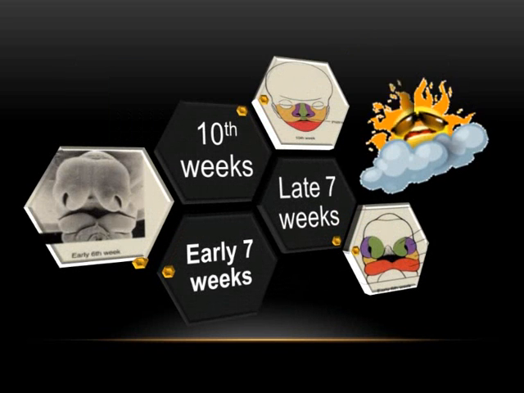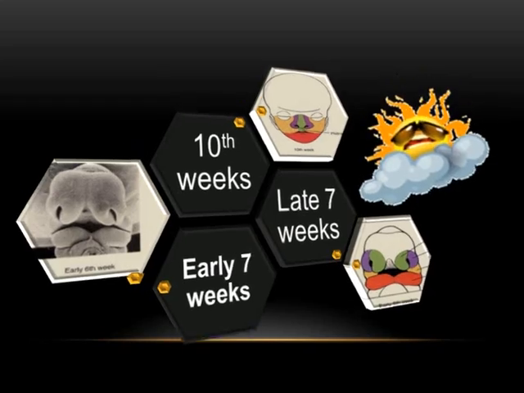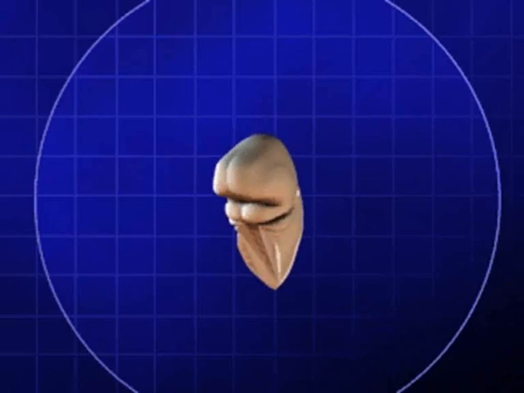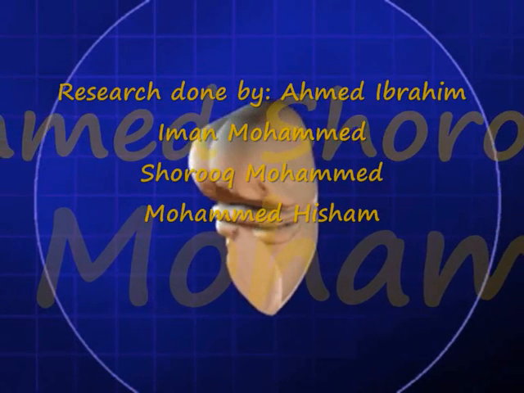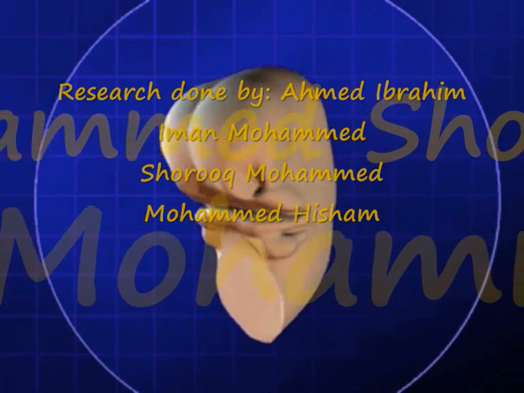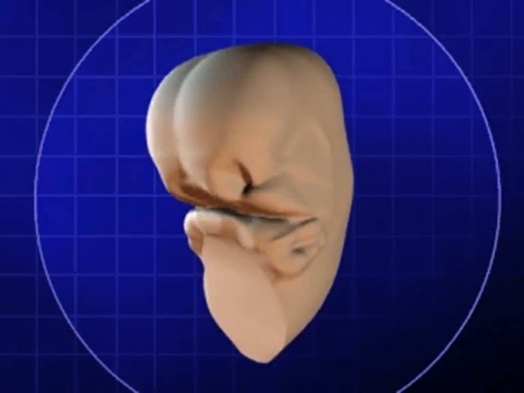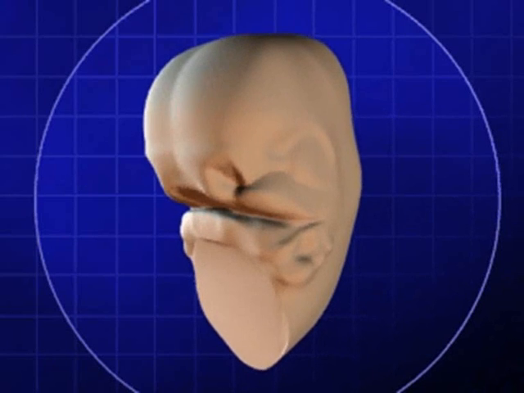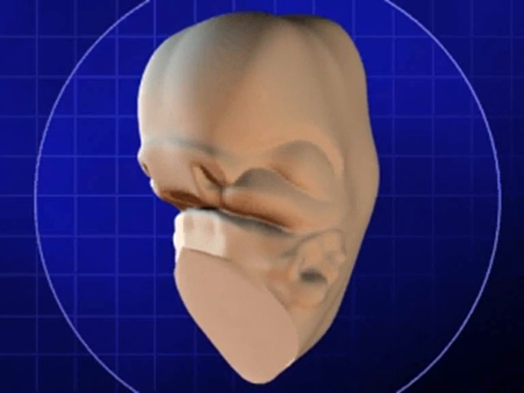We have the early 7 weeks, late 7 weeks, and 10th week of development. And here we have 3 pictures. We're first going to show you the zygote stages from 4 to 10 weeks. See? Beautiful.